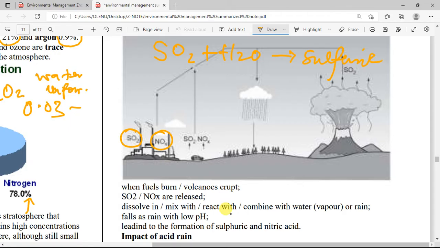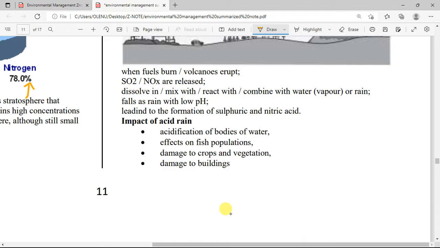Now this sulfuric acid forms while the water is condensing, which is acidic, and it will reduce the pH of the water, so it falls to the earth surface as what? Acid rain. And whether it is nitrous oxide, it reacts with the same water to form nitric acid. So what you get is, when fuel burns or a volcano erupts, sulfur dioxide and nitrous oxide are released, and these dissolve in the water vapor or in rain, which falls as rain with low pH, which is acidic.